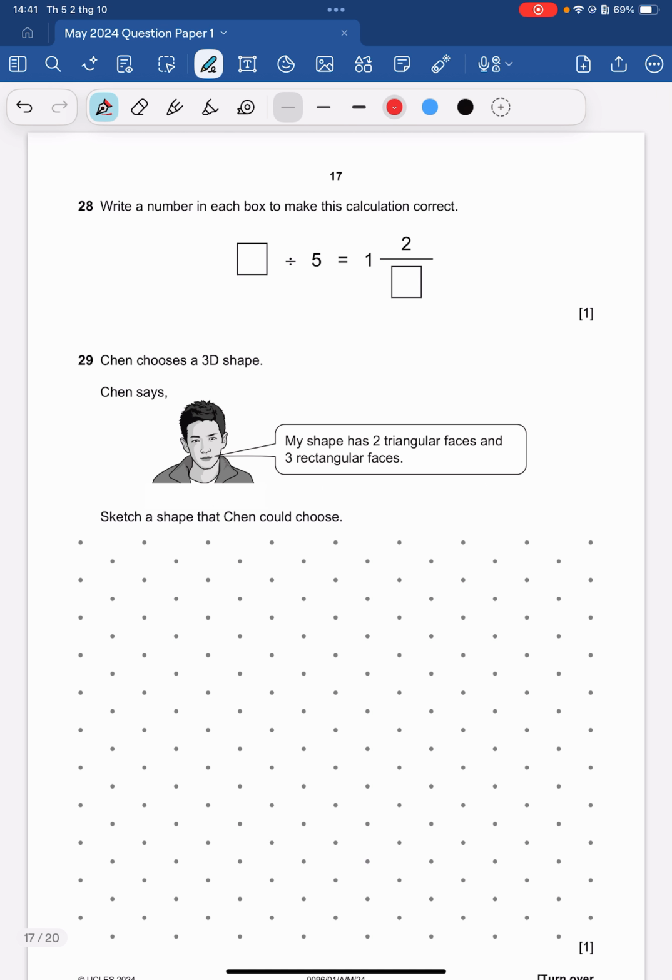Let's try 28. Write a number in parts to make this calculation correct. Okay. Divided by 5, so we have 2 left, right? I think that should be 7, right? Because 7 divided by 5 will have 1, and 2 is the remainder. So that's right there.